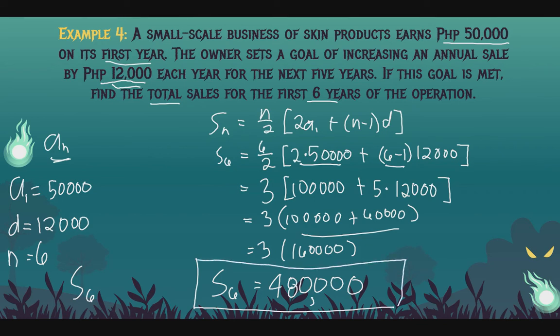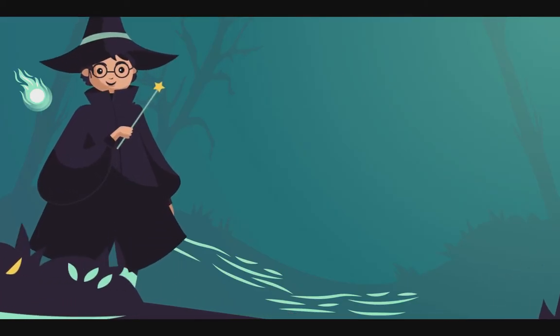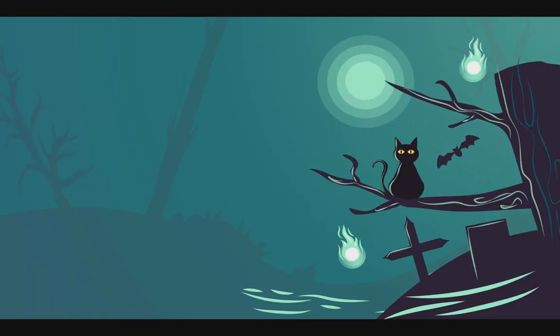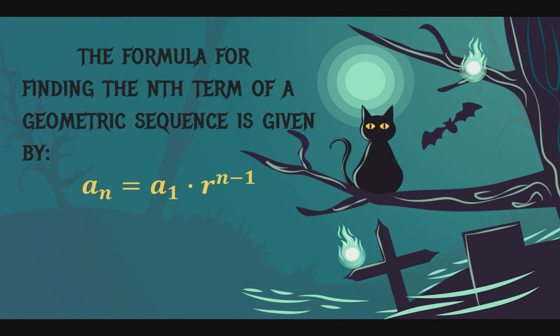Okay. Ngayon, punta naman tayo sa next topic natin which is solve problem applying the concepts of finite geometric sequences and series. So, geometric naman po tayo pero finite. So, ibig sabihin sa mga isang sequence, geometric sequence na kayang bilangan ang number of terms. Ngayon, ano ba yung formula na ginagamit natin? Simple lang po, A sub n is equal to A sub 1, the first term, times r or the common ratio raised to n number of terms minus 1.